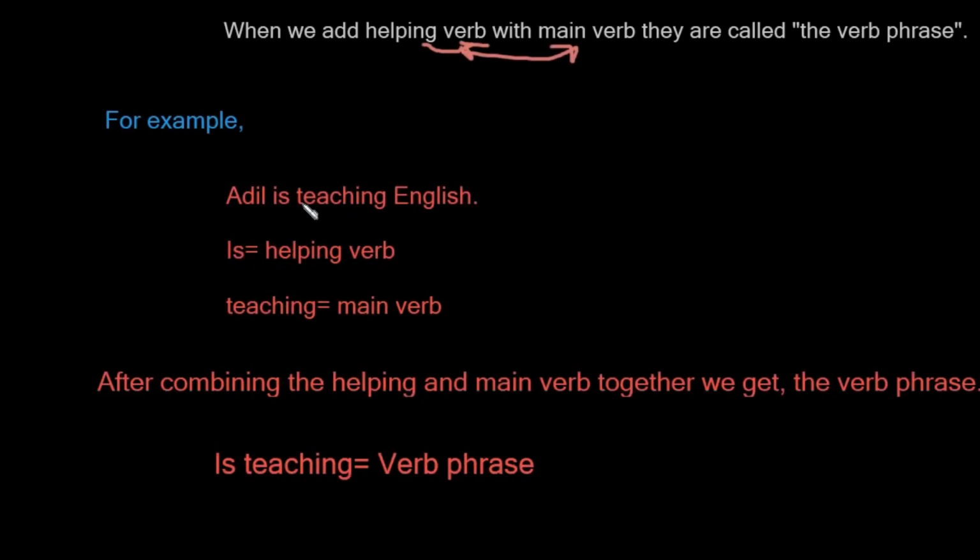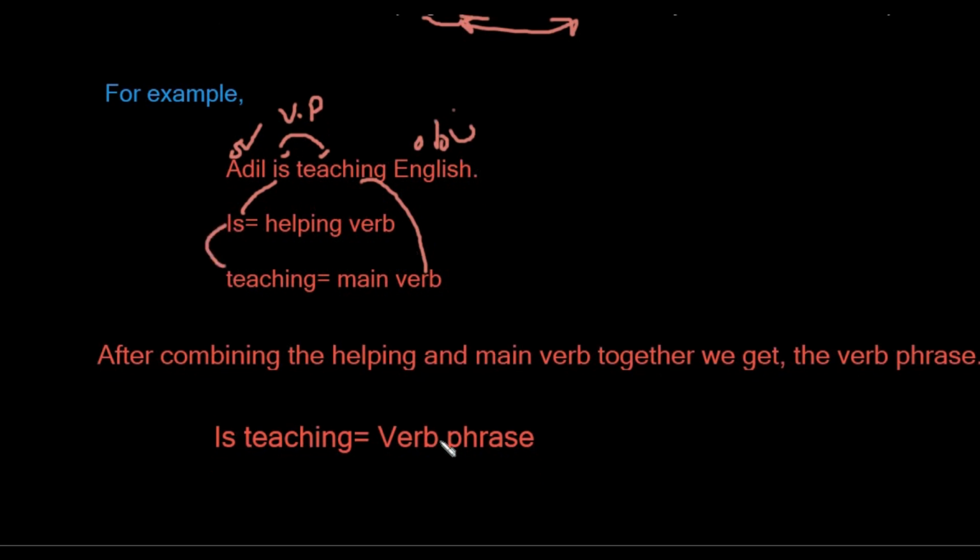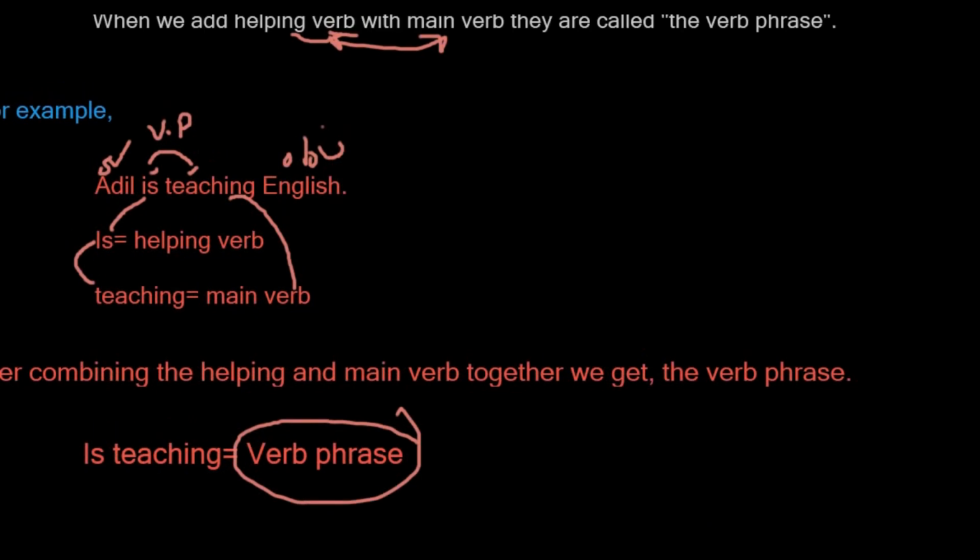For example, Adil is teaching English. So Adil is a subject, is is a helping verb, and teaching is a main verb. When I combine both of them, they become the word phrase, and English is an object, obviously. Okay, I hope it is easy. Adil is teaching English: Adil subject, is teaching word phrase, and English object. Is is the helping verb, teaching is the main verb, and after combining them together, we get a word phrase. Is teaching is a word phrase. I hope it is clear. It is a very easy explanation, I believe.